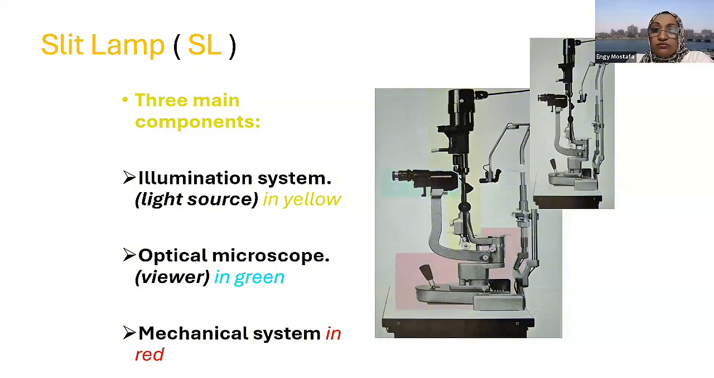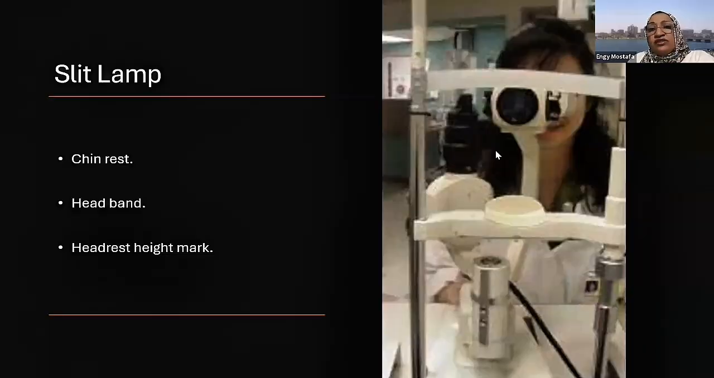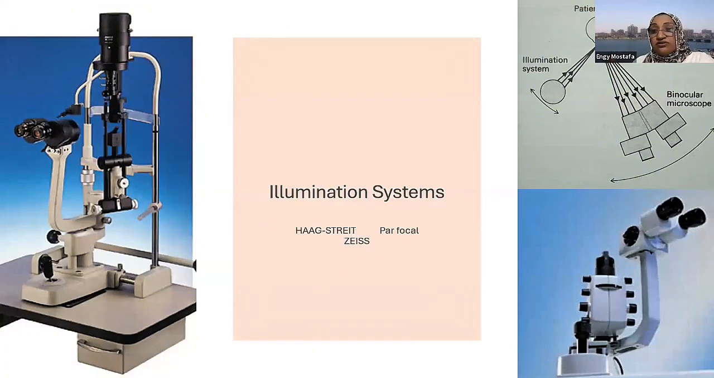The three main components are the illumination system, which is the light source, the optical microscope itself, which is the viewing system, and the mechanical one, which makes them interact together. We all know this is the chin rest, this is the head rest, and this is where the eyes should be aligned. The outer canthus should be aligned near the height mark. We make sure the patient rests his head that way to get optimal results, because it has a limited moving distance that it can work through. Before and after that, it's not that clear.